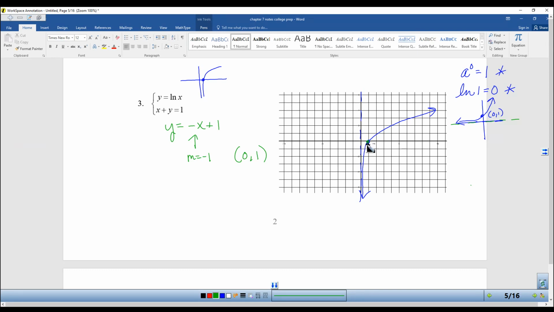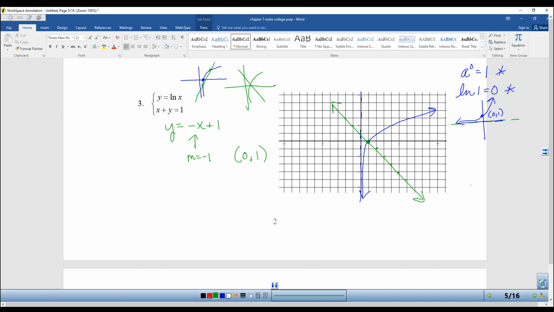Could it cross more than twice? Sure. If you have a line that goes like that, it could definitely cross more than once. But if you have a line that goes in this direction, then it's not going to cross more than once. What is our line? Our line has a negative slope. From the one point I know, I can go down 1 over 1, down 1 over 1, and I can see that I have found my only point of intersection.